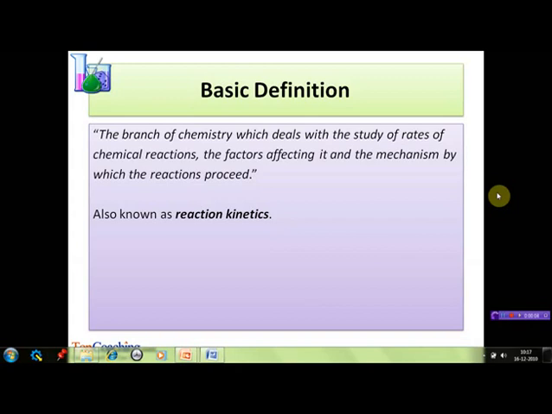We can define chemical kinetics as the branch of chemistry which deals with the study of rates of chemical reactions, the factors affecting it, and the mechanism by which the reactions proceed. Due to this definition, chemical kinetics is also known as reaction kinetics.